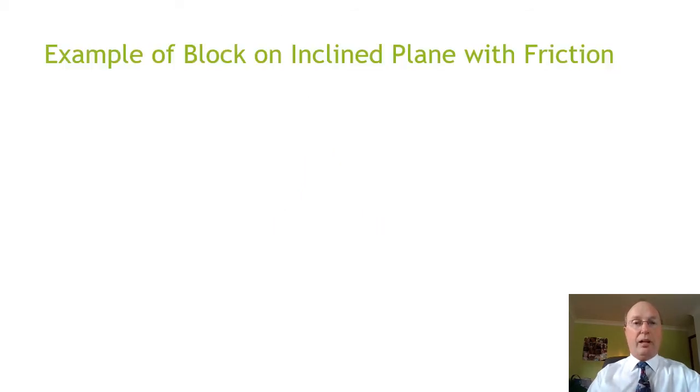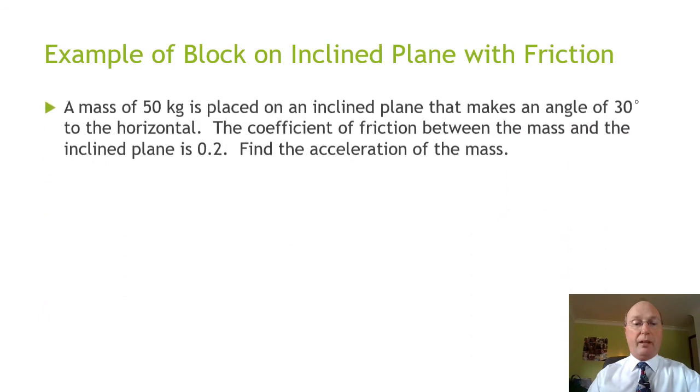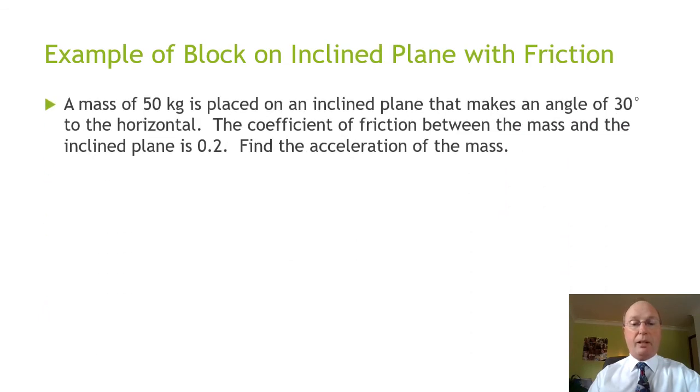So here's the example. A mass of 50 kilograms is placed on an inclined plane that makes an angle of 30 degrees to the horizontal. The coefficient of friction between the mass and the inclined plane is 0.2. Find the acceleration of the mass.